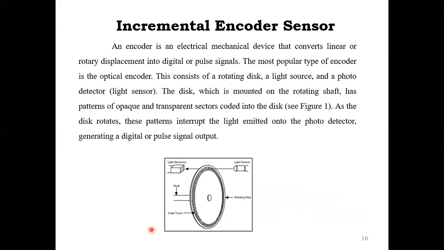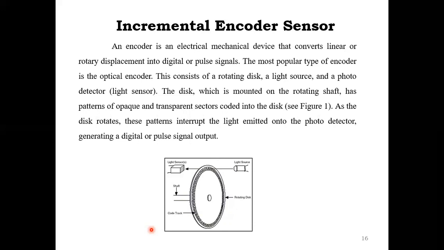So next one, incremental encoder. This is to find the rotary displacement. An encoder is an electromechanical device that converts linear or rotary displacement into digital pulses. The most popular type of encoder is the optical encoder. This consists of a rotating disc, a light source, and a photo detector or light sensor.